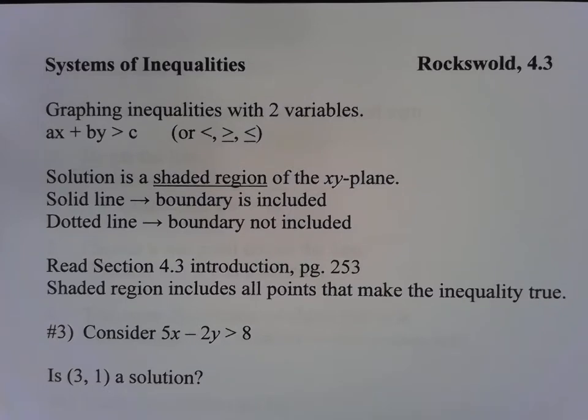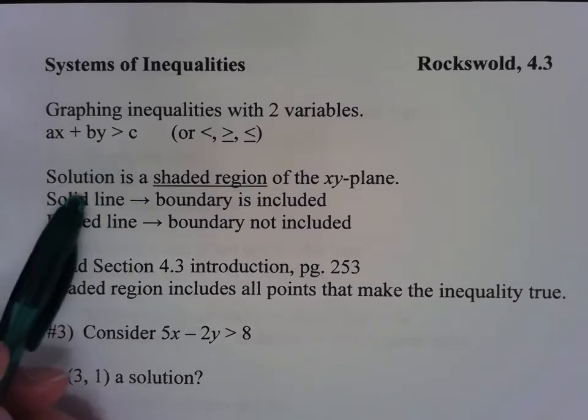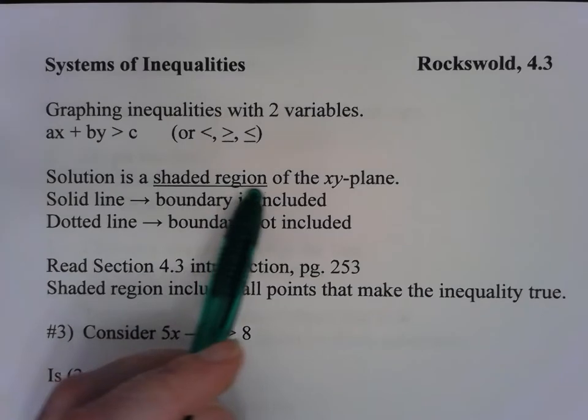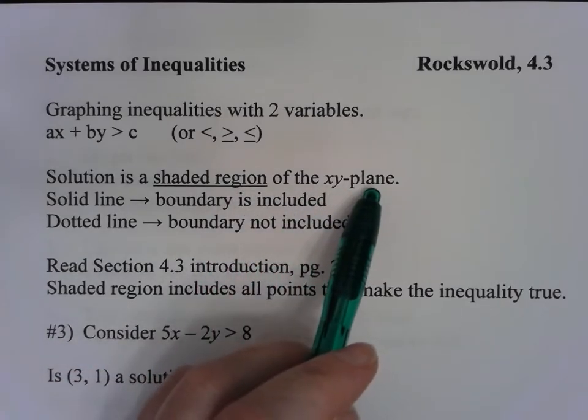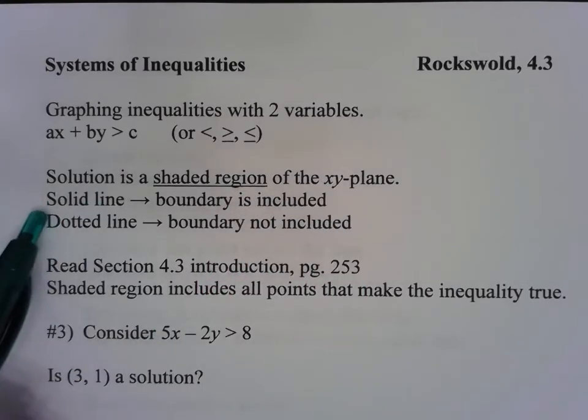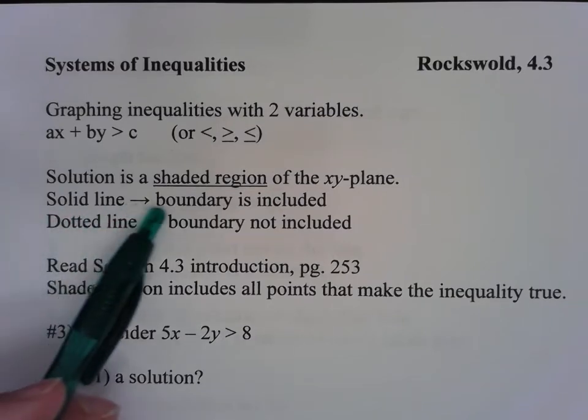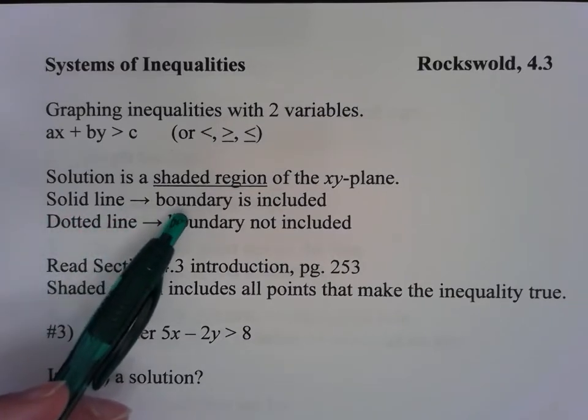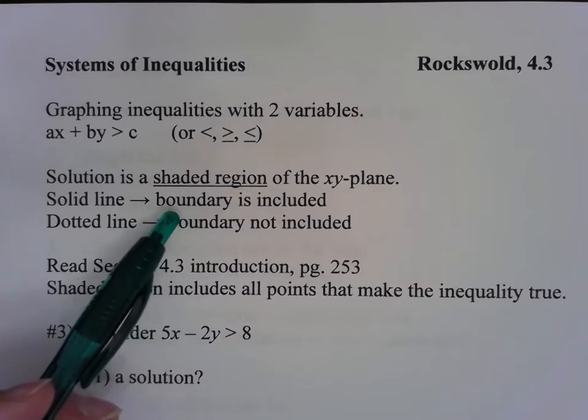Now that we're changing it to an inequality, we're going to get a whole set of points, and we're going to represent that as a shaded region in the xy plane. So the solution is a shaded region in the xy plane. Now, with a shaded region, we can either include the boundary line, kind of like we included the endpoints with the brackets in our interval notation.